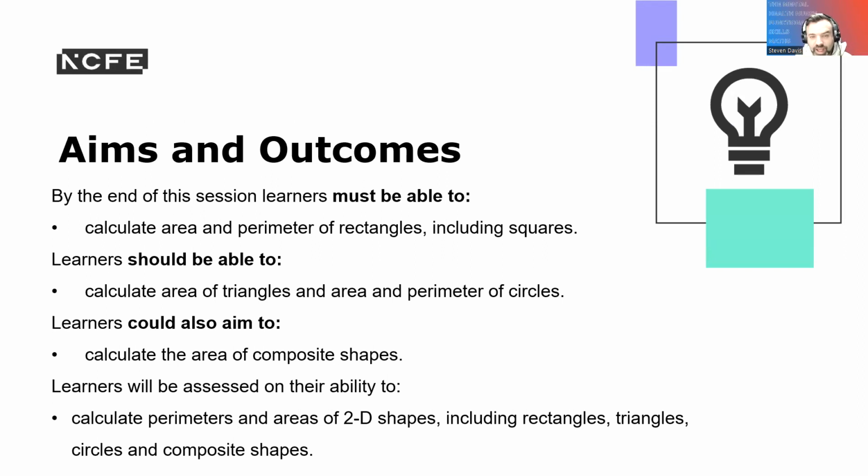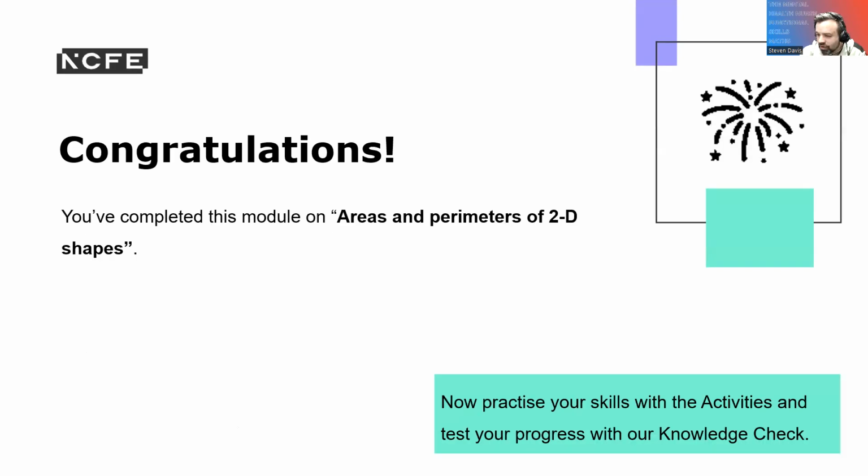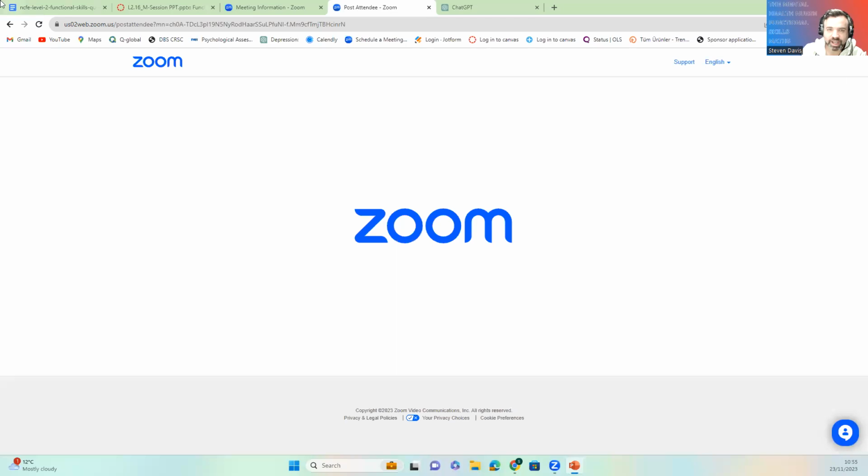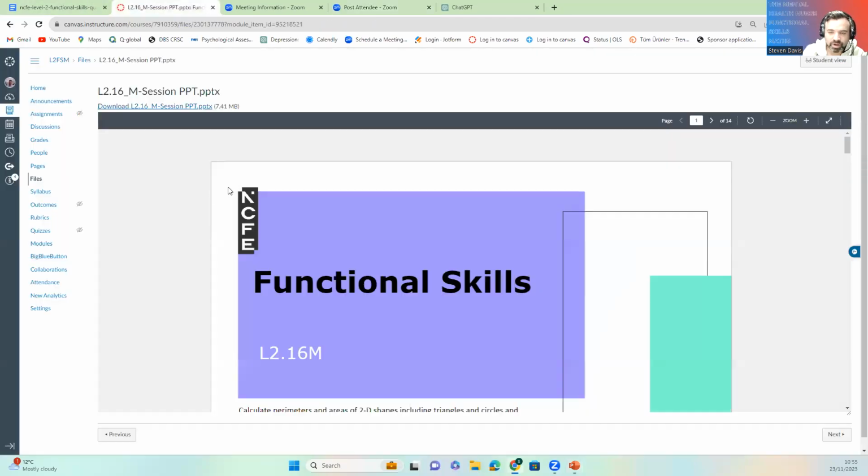So the aims of the outcomes: calculate the area and perimeter of rectangles, including squares. Calculate the area of a triangle and the perimeter of a circle. Calculate composite shapes. Calculate perimeters and areas of 2D shapes, including rectangles, triangles, squares, and composite shapes. Don't forget to give your activities a try, and don't forget to do your worksheets.